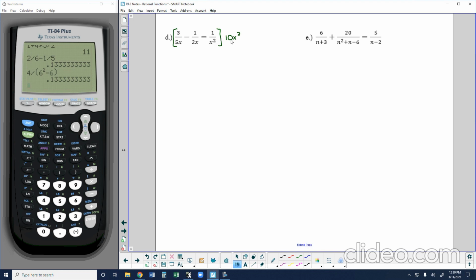If I take the 10x squared divided by 2x, that would give me 5x. So I would have 1 times 5x, which is just 5x. On the other side of the equation, the x squareds would eliminate. So I would have 1 times 10, which is just 10. Now I have a linear expression that I can solve. So I would multiply 3 times 2x, which is 6x. Subtract 5x from 6x, and I get x equals 10.